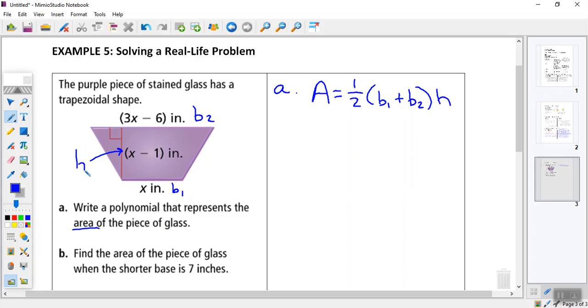Okay, ooh boy, this is going to get tricky. All right? This is going to become the following. This is going to equal 1/2 times, in parentheses, what's base 1? It's in inches, but they're using what to represent base 1? X, right? What's base 2? 3x minus 6. So base 1 plus base 2 would be x plus 3x minus 6, times my height, which is, ooh boy, kids. What's the height?